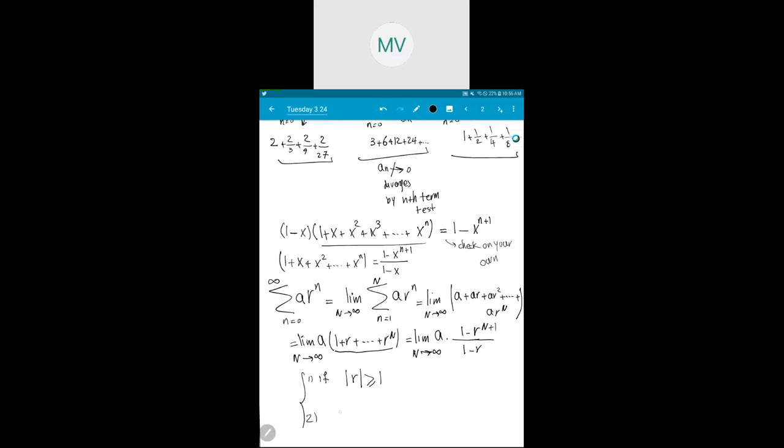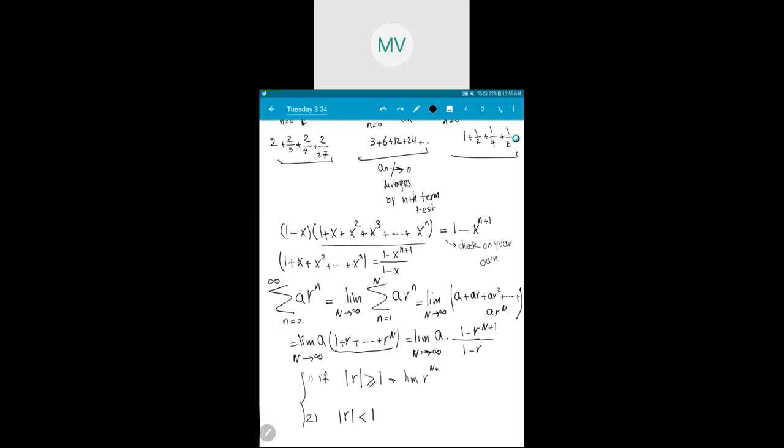And the other case is if the absolute value of R is strictly less than... Question for you. What's the limit of R to the n, or n plus 1, as n goes to infinity, if R is a number for which the absolute value of R is strictly bigger than or equal to 1?